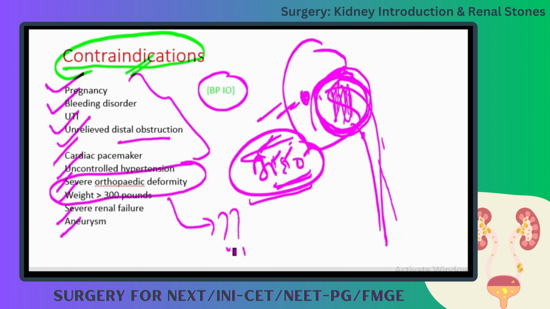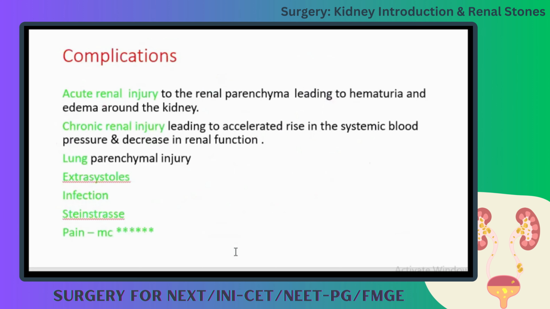What orthopedic deformity am I talking about? Like scoliosis or kyphosis. The patient, we can't seat him on the couch. The spine is deviated, so in such cases, we can't do ESWL. Remember the four absolute contraindications, that is from our level, and for the next level, remember the relative contraindications like cardiac pacemaker, hypertension, orthopedic deformity. These are all the other things.